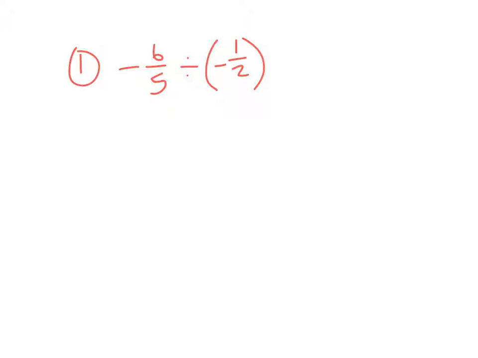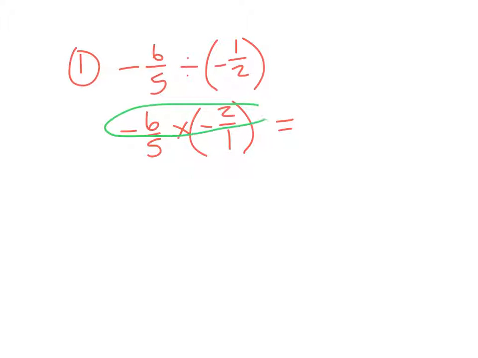Okay, so we have negative 6/5 divided by negative 1/2. What is my first step? Yep, let's do the multiplication. So I have negative 6/5 times negative 2 over 1. So multiply straight across. What's a negative times a negative? Positive. So we know my answer is going to be positive, so now I can pretty much ignore these negative signs. 6 times 2 is 12. 5 times 1 is 5. 12 over 5, which would be 2 and what? 2 over 5. Everybody agree?